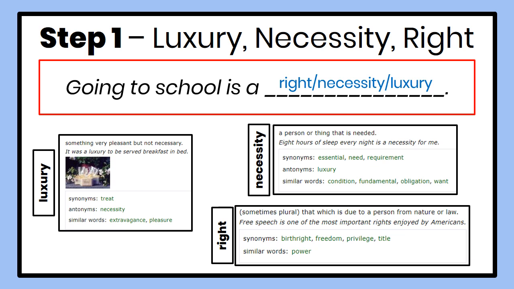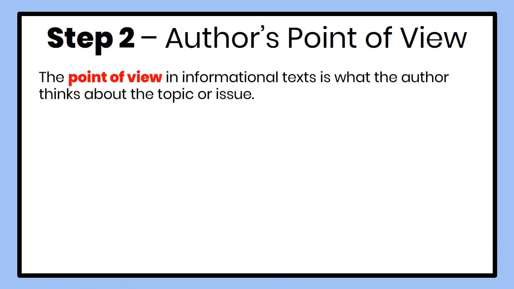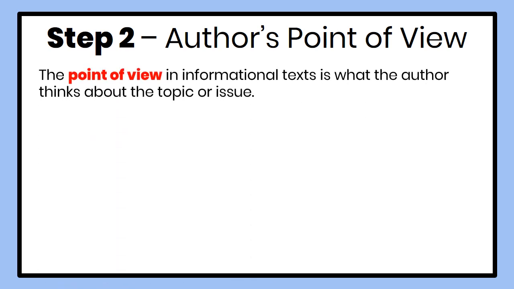Great job with these examples. Now that we understand these terms, let's look at how it will help us determine the author's point of view. The point of view in an informational text is what the author thinks about the topic or issue.